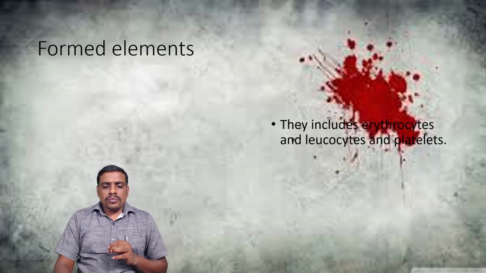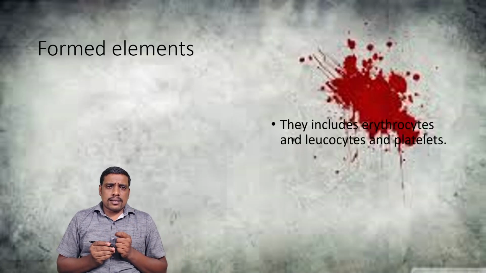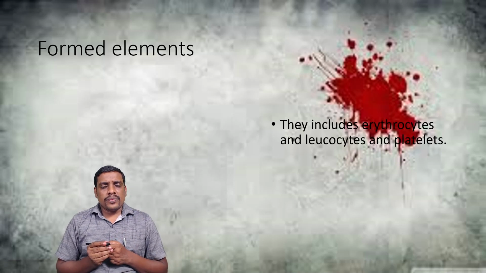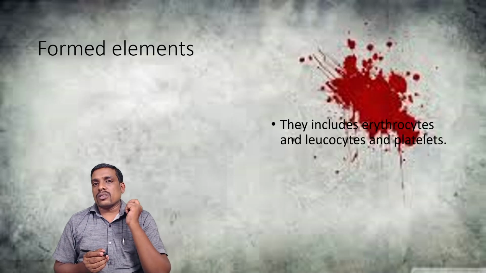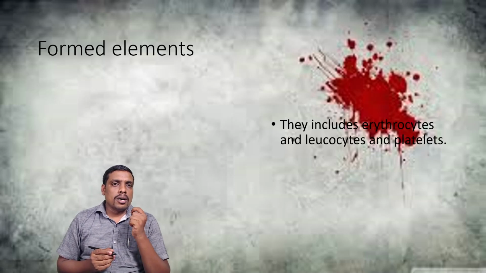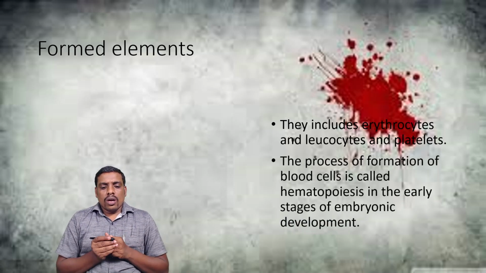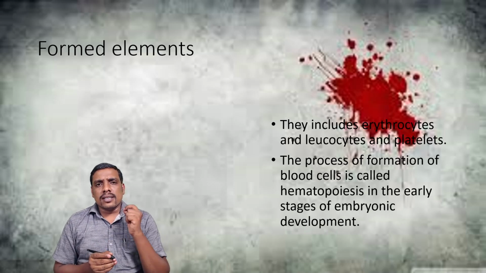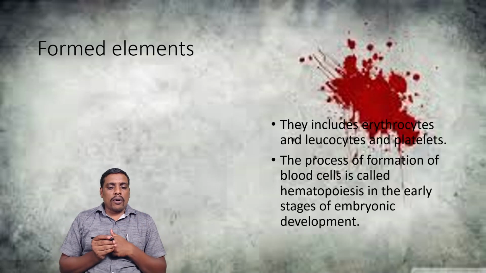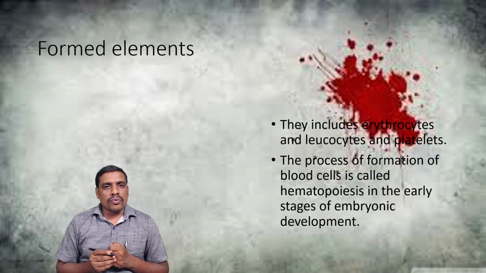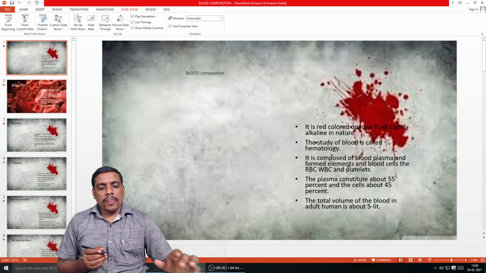Now, red blood cells are erythrocytes, leukocytes are white blood cells, and platelets are thrombocytes, all present in the blood. The process of formation of blood cells is called hematopoiesis in the early stages of embryonic development.